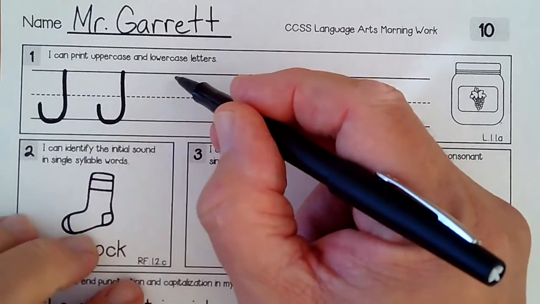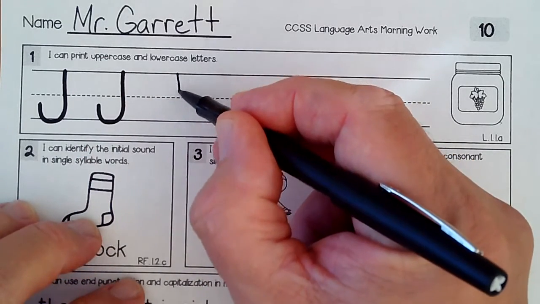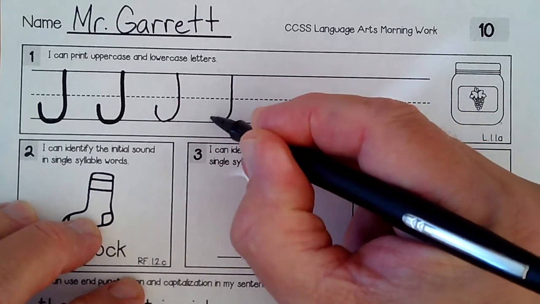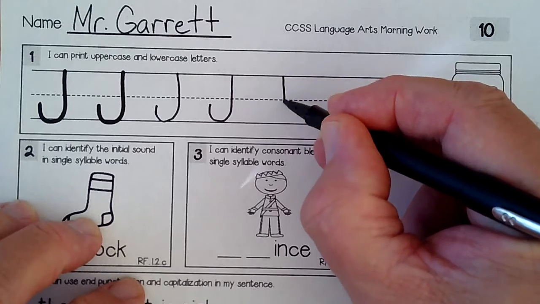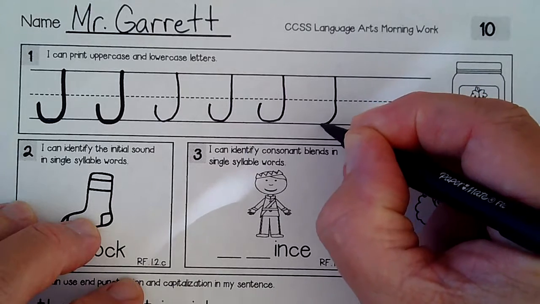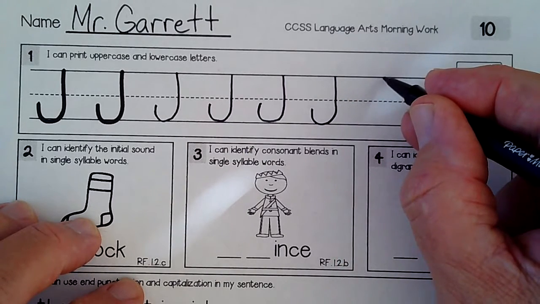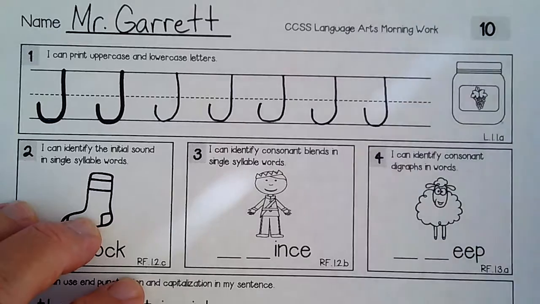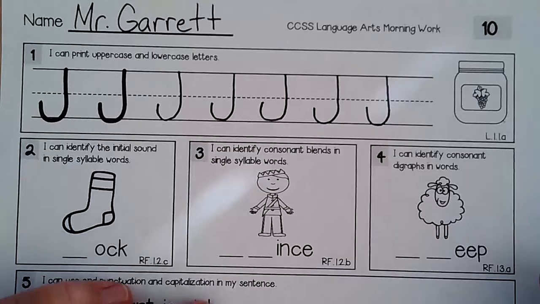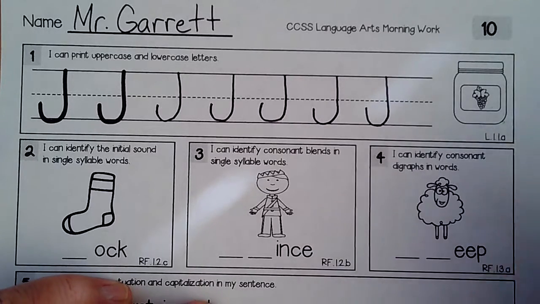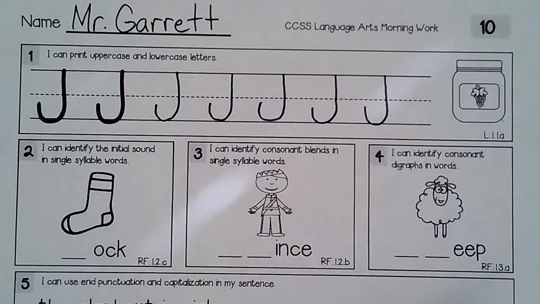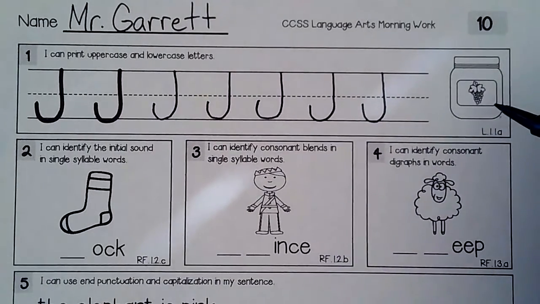I want to make sure that I have space so that I can go over, down, down, down, over, and up. Down, down, down, over, and up. They don't all have to look the same. We are not computers. We don't write our letters the same way every single time, but that's okay. Being unique is interesting and wonderful. And we have a picture of a jar of jam or jelly right there. Both of those start with the letter J.